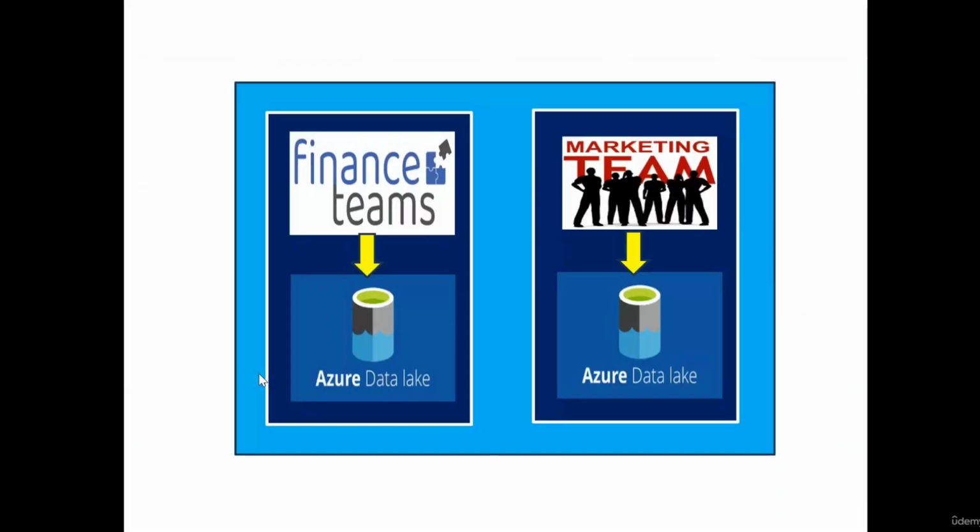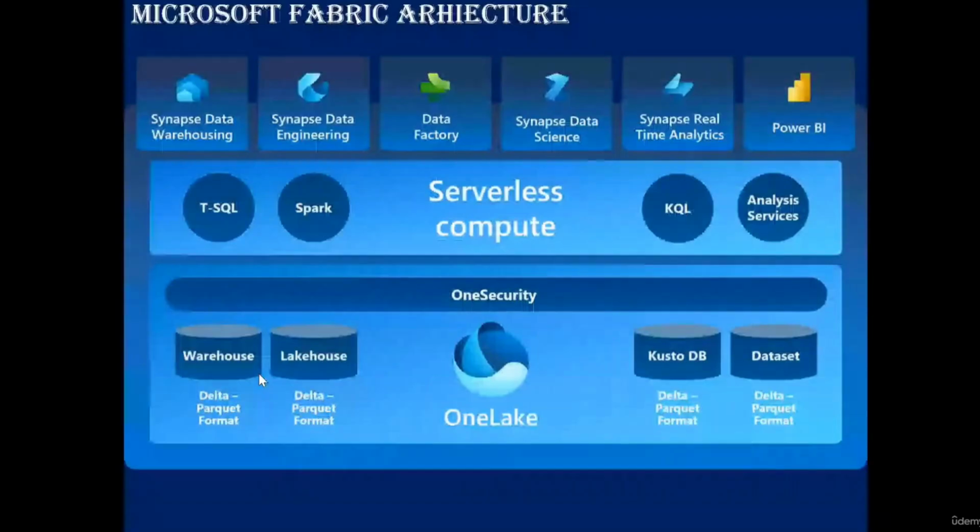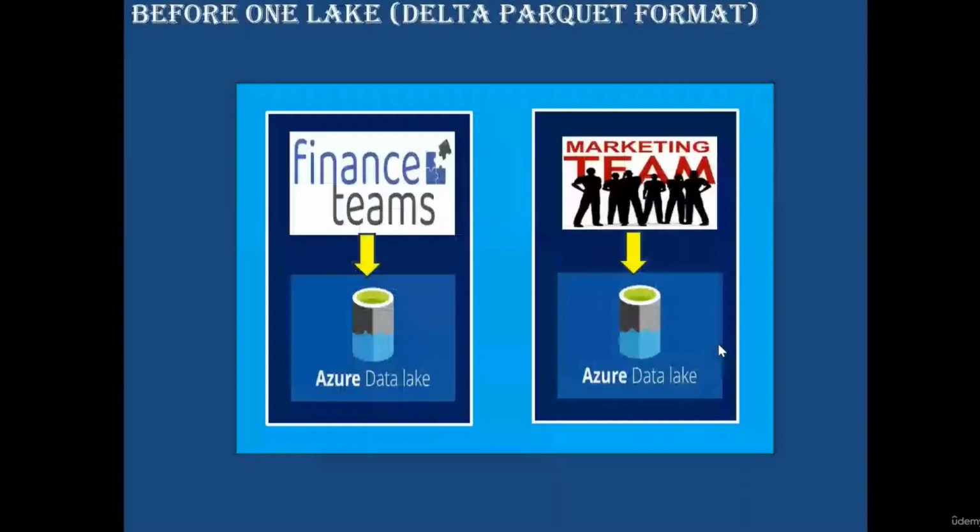Now, let me give you more clarity on this. I told you earlier how it used to be: the financial team used to maintain their own data lake storage, and the marketing team used to maintain their own data lake storage. The financial team could only access their data lake and would not have access to the other. That's how we used to maintain access control, who can access what data.